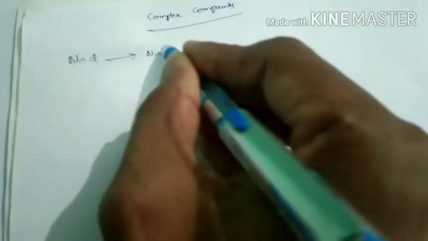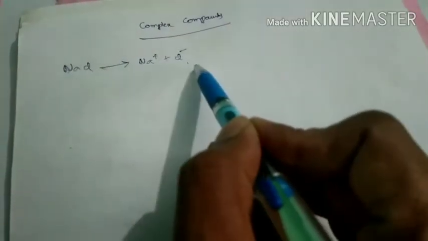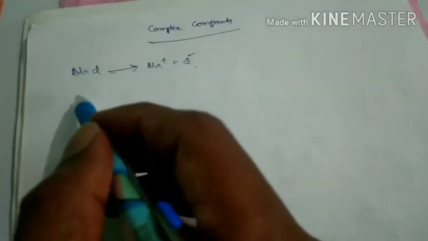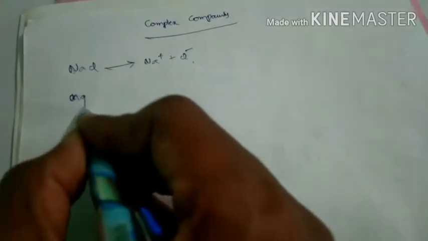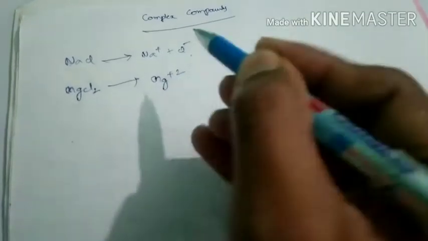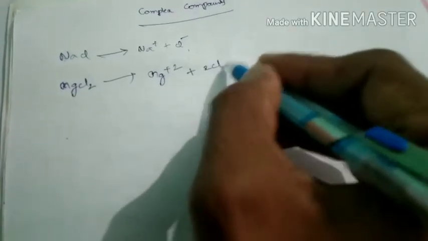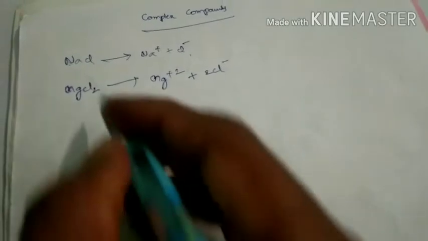For example, take sodium chloride. When it is present in water, it immediately undergoes complete dissociation and finally ions will be formed. They are Na plus and Cl minus. We know that very well about it. One more example, that is MgCl2. When this compound is present in water, it undergoes dissociation like the above compound. Then here also ions will be formed. They are Mg plus 2 plus 2Cl minus.